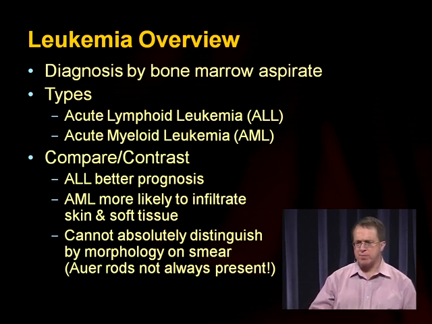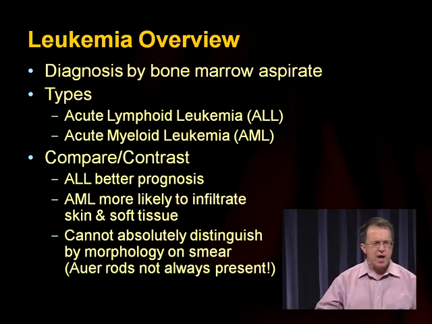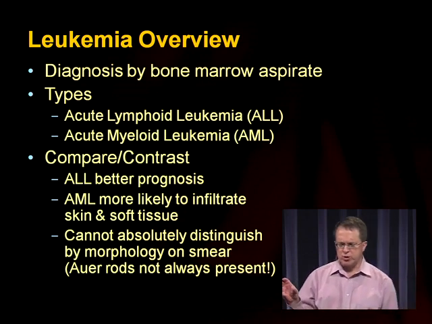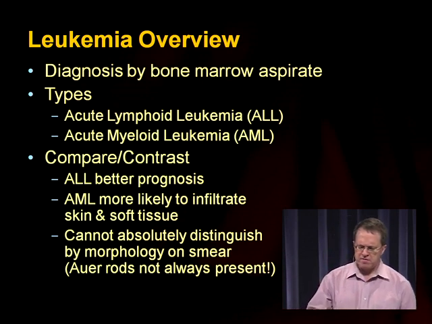ALL generally has a better prognosis, 80 to 90% survival for all comers. AML, if you've seen it, is a very interesting disease, very hard to treat, and can show up with some of the strangest symptoms. If you've seen it, you'll remember it. It'll show up with skin and soft tissue infiltration, bright red gums on a patient with pancytopenia, very bizarre presentations. You can't absolutely distinguish them by morphology on a smear.